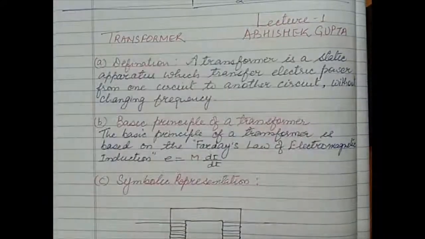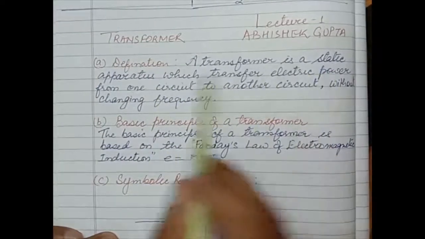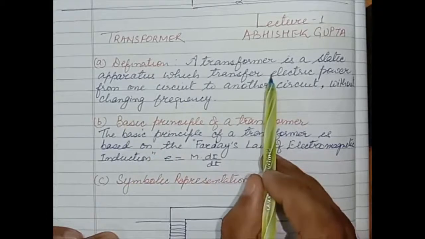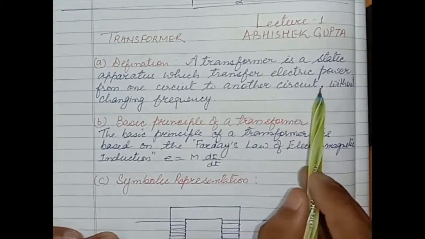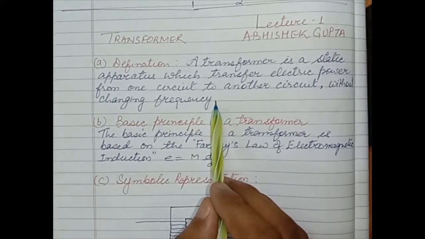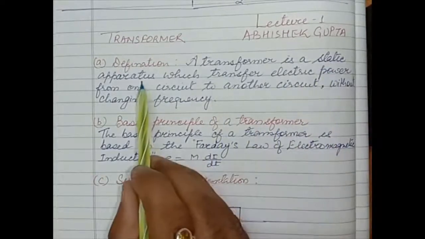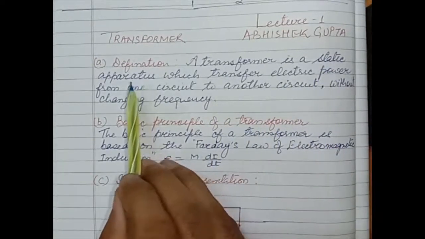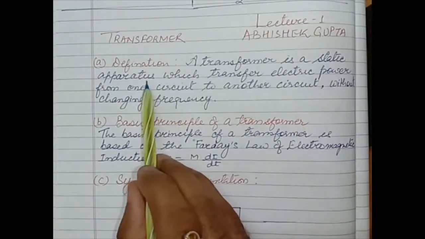Okay, so basically the definition is: a transformer is a static apparatus which transfers electric power from one circuit to another circuit without changing frequency. So basically what is a transformer? A transformer is a static apparatus. It means it has no movable part. That is why the word static is used.